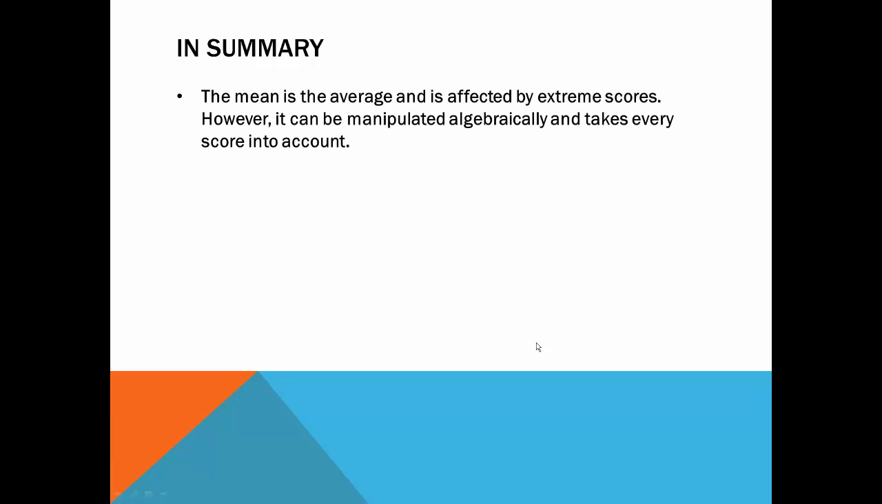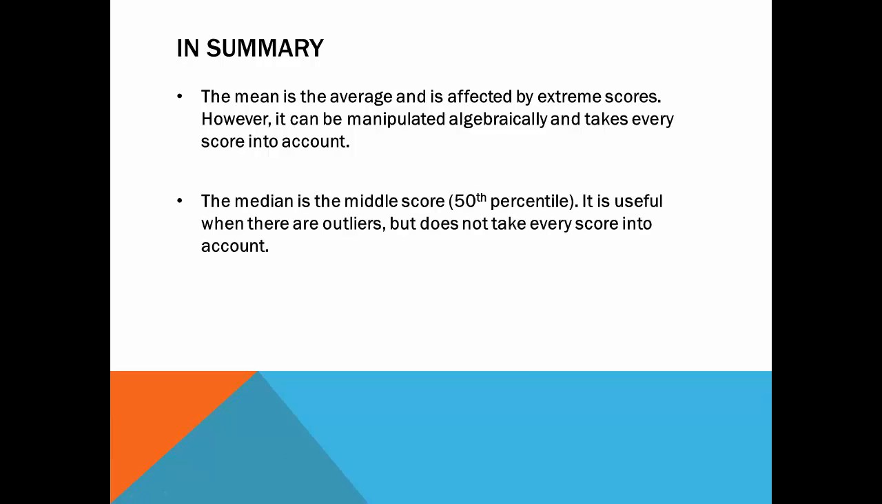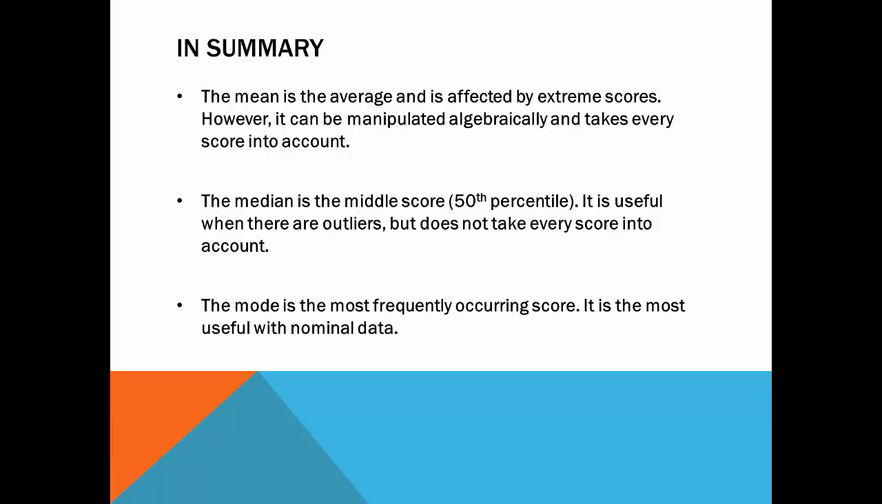Now, in summary, the mean is the average, and it is affected by extreme scores. However, it can be manipulated algebraically, and it takes every score into account. The median is a middle score, or the 50th percentile. It is useful when there are outliers, but it does not take every score into account. And finally, the mode is the most frequently occurring score. It is the most useful with nominal data.